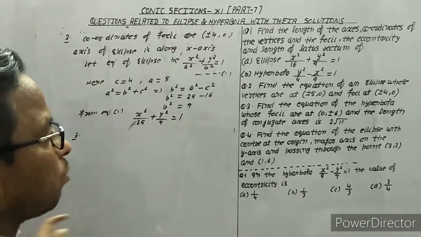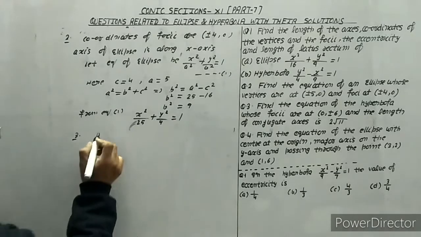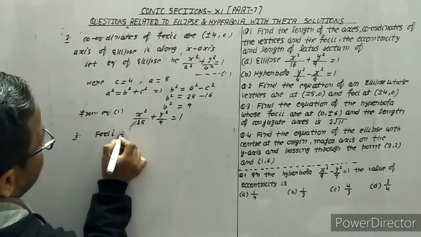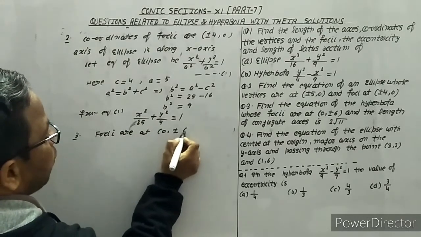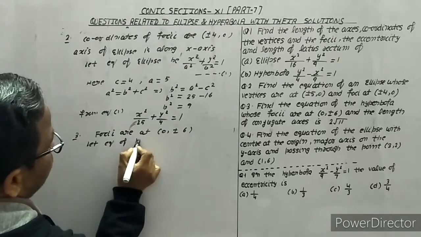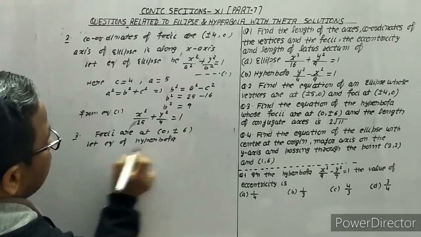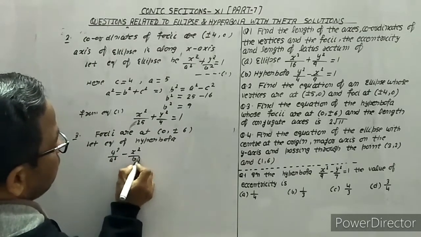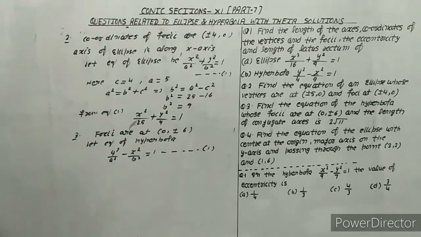Now look at this thing. Third question. Find the equation of the hyperbola whose foci are at 0, ±6. You will say, because foci are at 0, ±6, therefore let the equation of the hyperbola be y square upon a square minus x square upon b square is equals to 1. Let us suppose this is equation number 1.